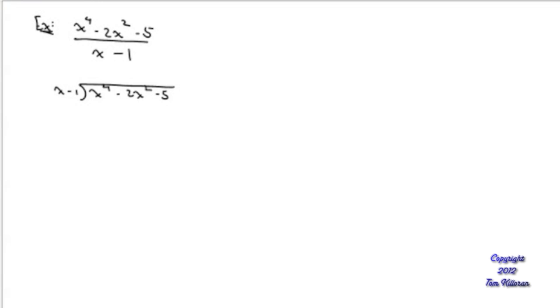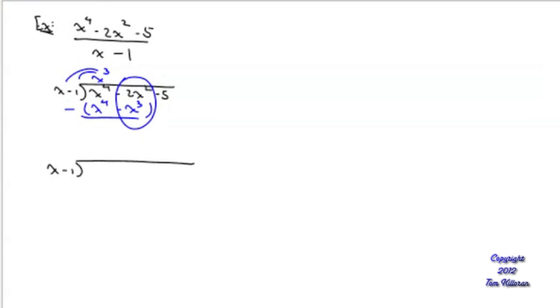What times x gives you x to the fourth? x cubed. If you put x cubed up here and you distribute it out, you're going to get x to the fourth minus x cubed. And then we're going to subtract it away. But that doesn't gel. Why? We need a space. You're missing x cubed. Those aren't like terms. So what you need to do for long division is to put in the missing terms. Polynomials are like our number system.